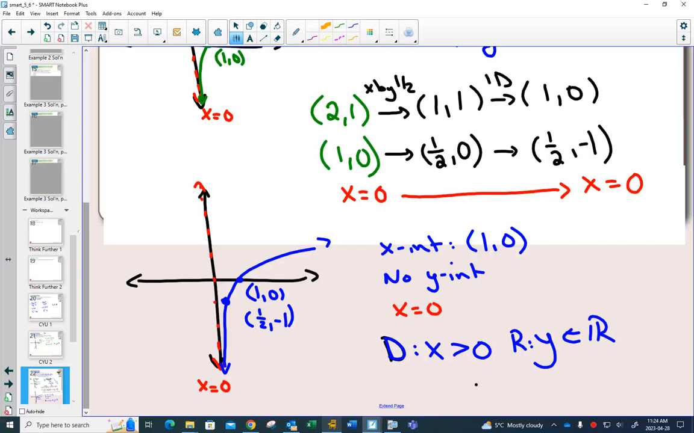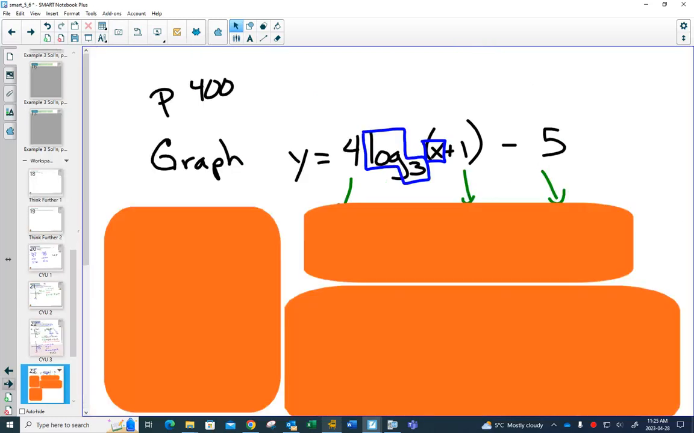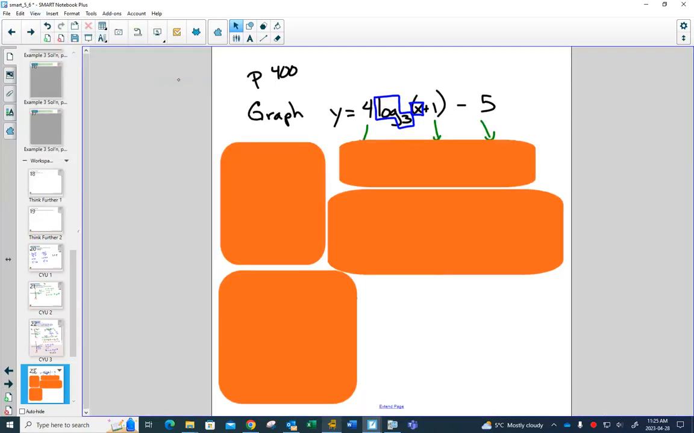Now I'm going to get you to circle questions 8, 9, 10, and 11. But before we finish this section of the video, I'm going to get you to turn to page 400 and try 2 on your own. Here's the first one. So graph y equals 4 log base 3 of x plus 1 minus 5.